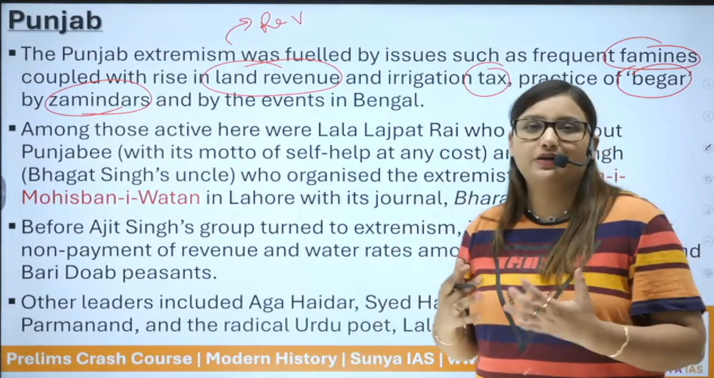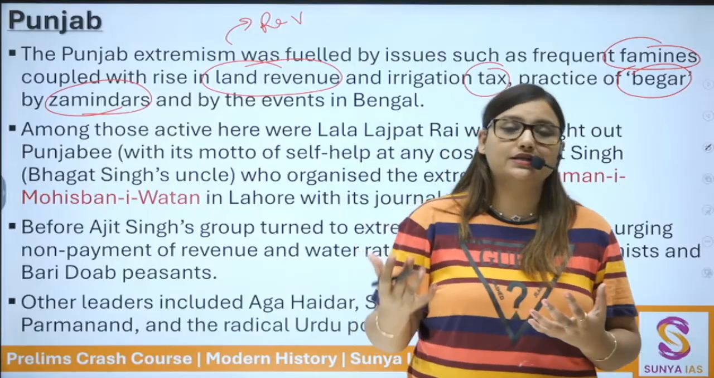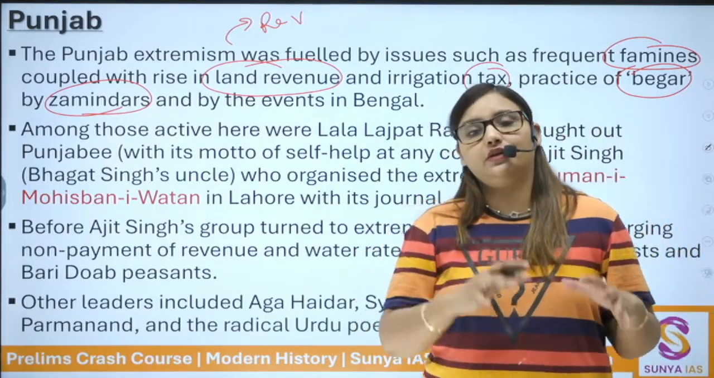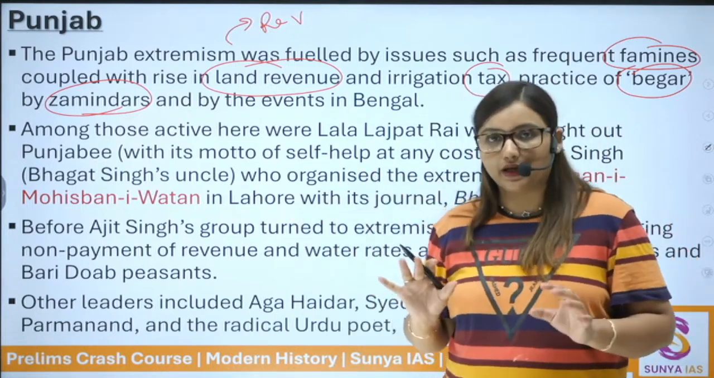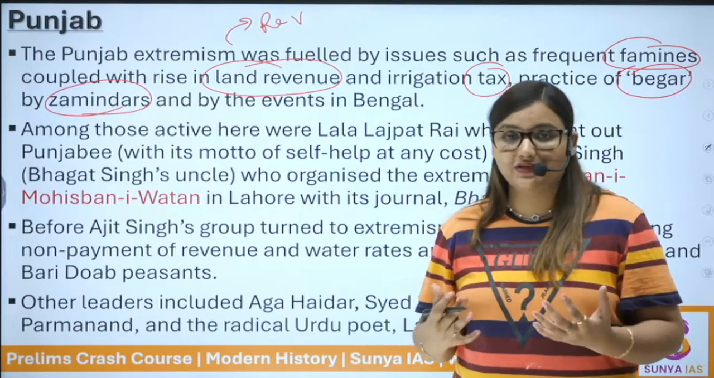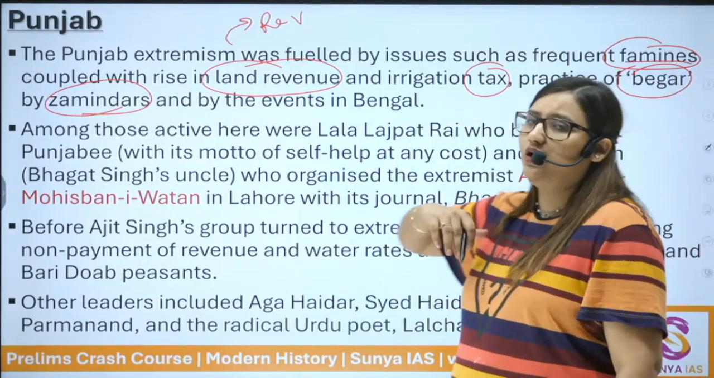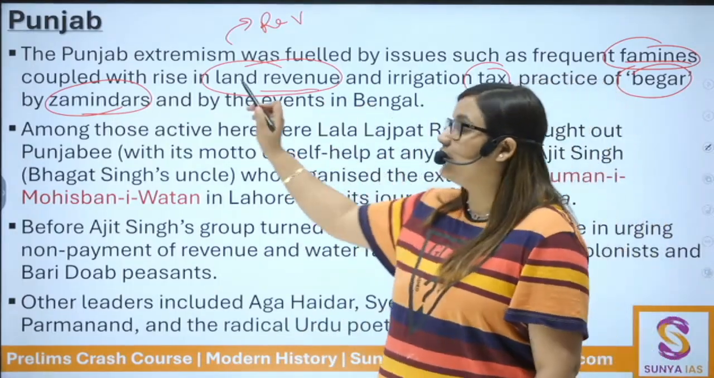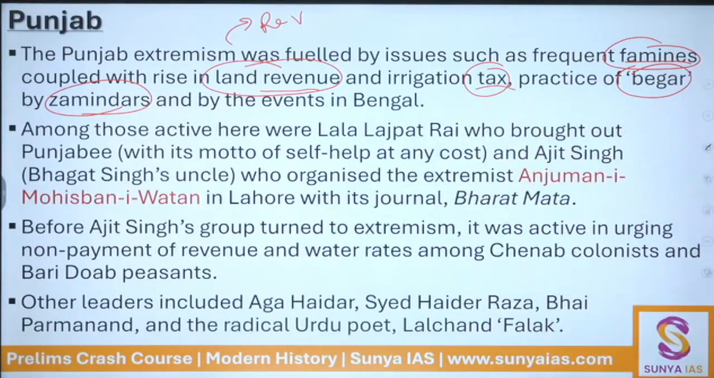As Britishers needed a lot of food grains, and the need increased even more during the First World War, they started exporting everything from India to Britain. So, with fewer food grains, famines happened because we had nothing to eat. A lot of inflation was rising. With the inflation, land revenue was rising. Government started taking irrigational tax also, and the practice of begar increased.